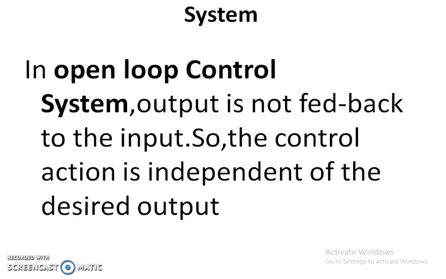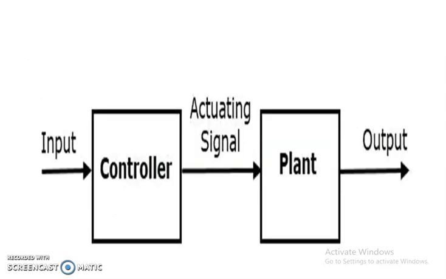First one is the open loop control system. Here the output is not fed back to the input, so the control action is independent of the desired output. This is the controller and plant. We are giving the input signal. The controller amplifies and generates actuating signals. The actuating signals then pass to the plant for the process. Then at the output we are getting a fixed amount of output.